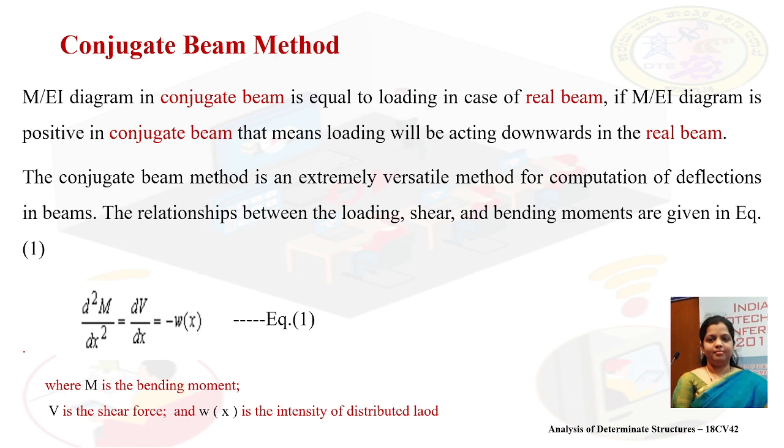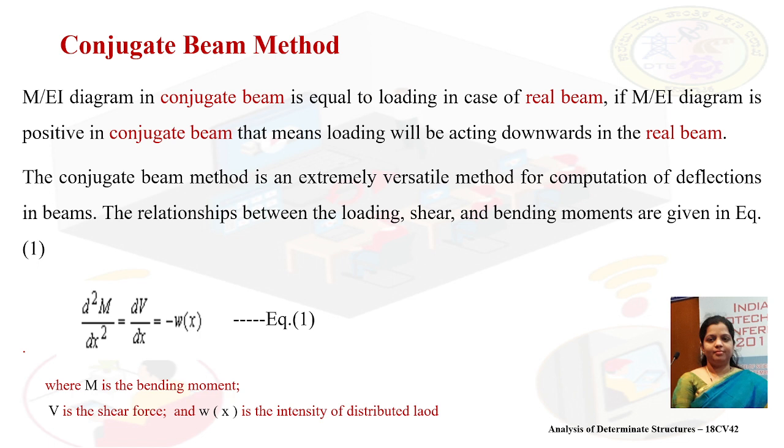M by EI diagram in the conjugate beam is equal to loading in the case of the real beam. If the M by EI diagram is positive in the conjugate beam, that means loading will be acting downwards in the real beam. The conjugate beam method is an extremely versatile method for computation of deflections in beams.